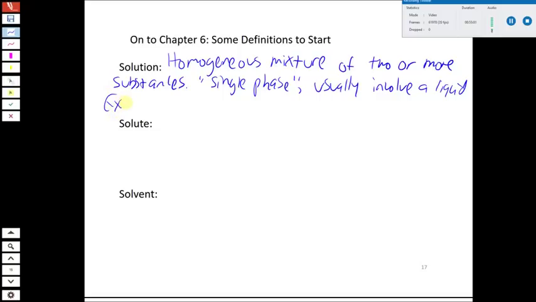So examples of solutions would be things like salt water. If you dissolve salt in water, or if you collect seawater, I suppose, that would be a solution also that has things dissolved in water. You can't easily tell that there's salt dissolved in the water. It looks just like water, but there are two substances there that are together in a solution.